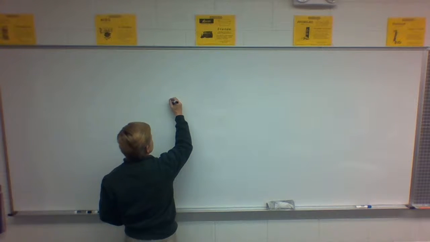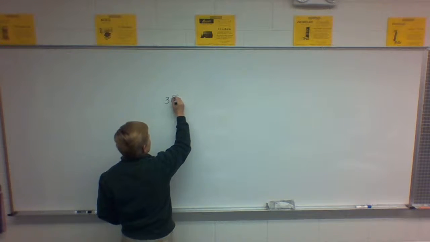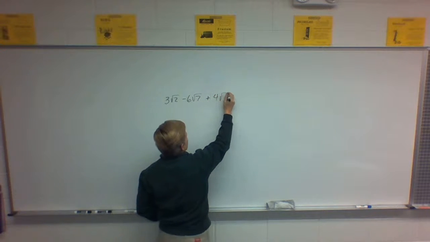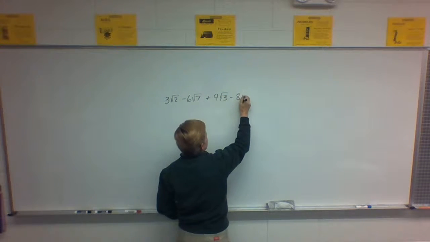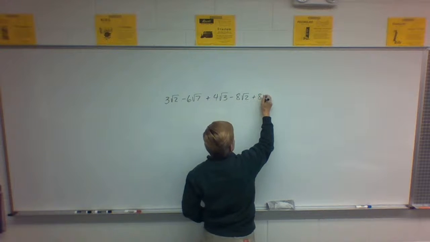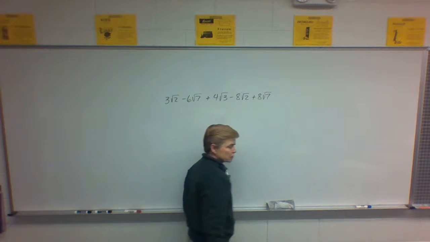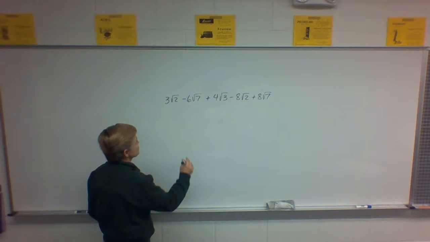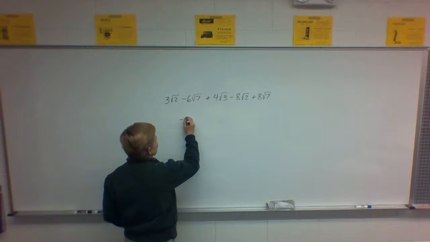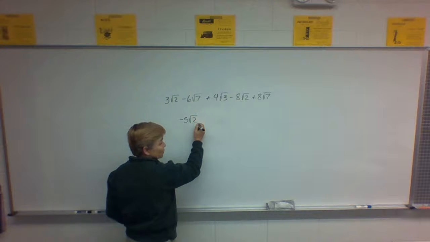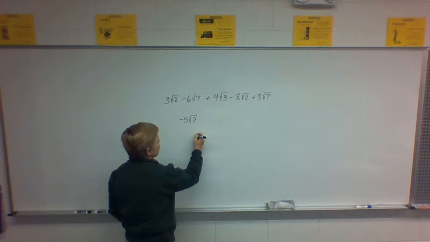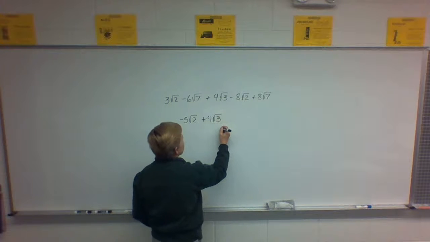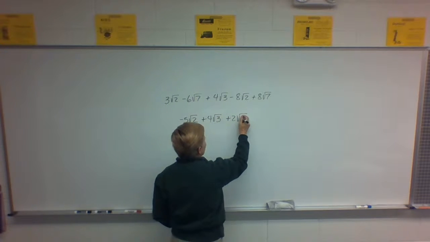If I have 3 root 2 minus 6 root 7 plus 4 root 3 minus 8 root 2 plus 8 root 7, can you tell me what that would combine to be if that was what you're doing? How do you simplify that? Negative 5 root 2, I heard. Does everybody understand what's going on? Okay. And then? Plus 4 root 3. There's only one of those guys. Plus 2 root 7. And that would be it, right?